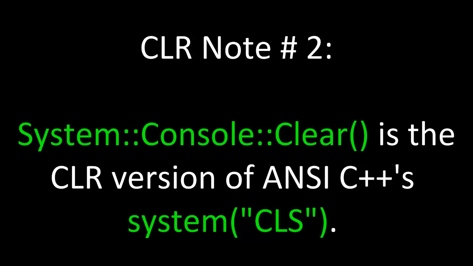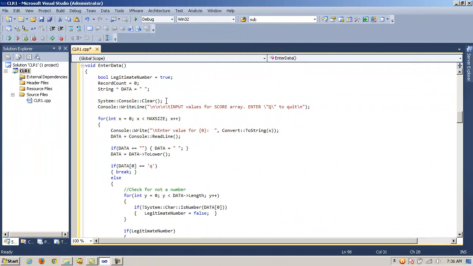CLR note number 2. System Console Clr is a CLR version of ANSI C++'s System CLS. This is equivalent to the ANSI System CLS. So we're calling System Console Clr. That'll clear the console screen. Console ReadLine. Think of that like the Java System.out.print or println. But we're just displaying a line of text on the console.